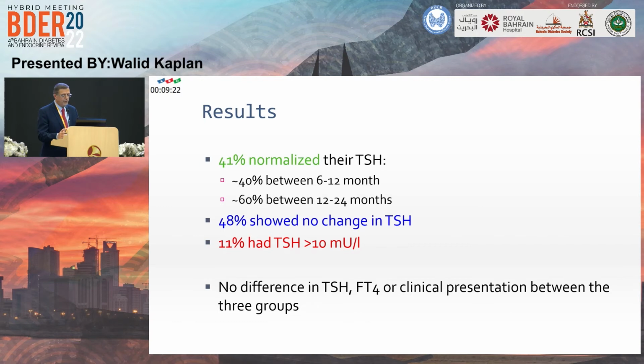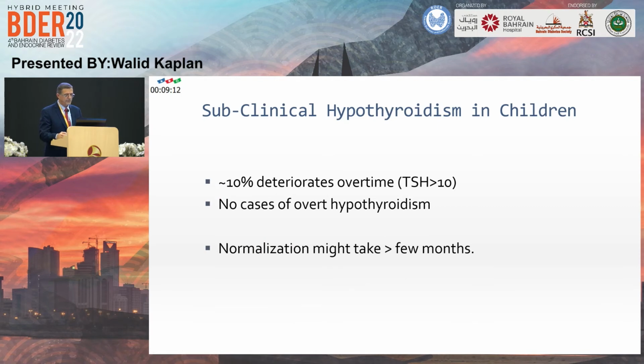So they could not conclude who in the future might end up being of those 11% and who can be of the other 89%. So basically, they said about 10% of the patient had deteriorated course with the increased TSH above 10. There was no cases of overt hypothyroidism, in another meaning high TSH and low free T4. And they say that the normalizations might take more than a few months, so they have recommended not to do a follow-up on your patients in a month or 2 or 3. Just make it 4 to 6 months.